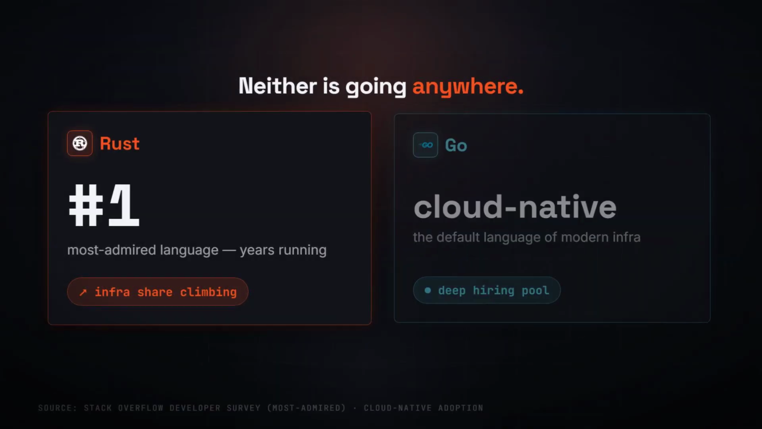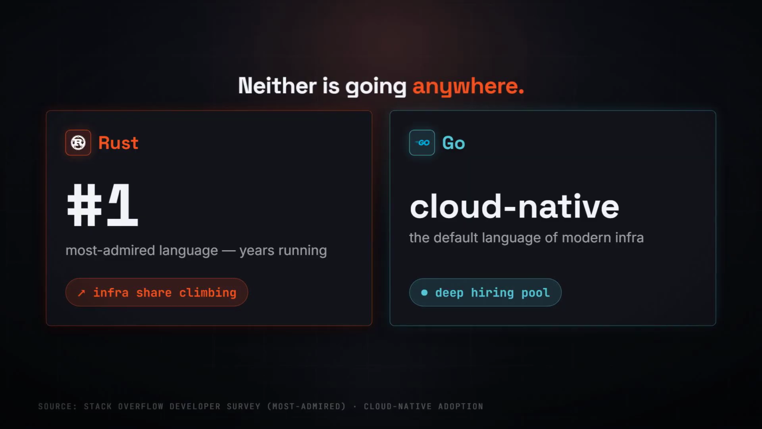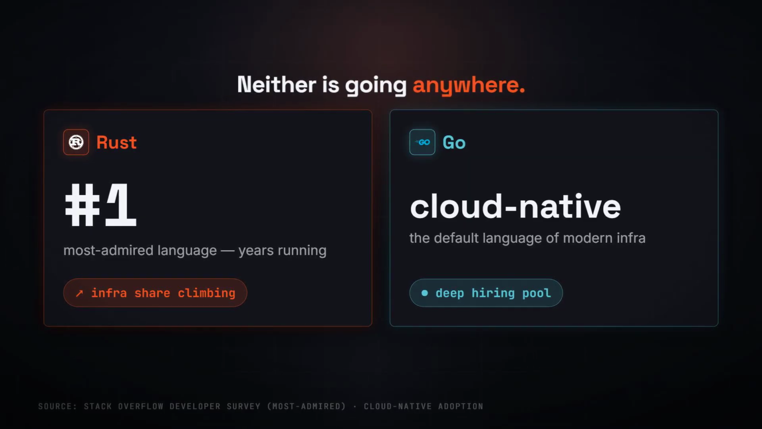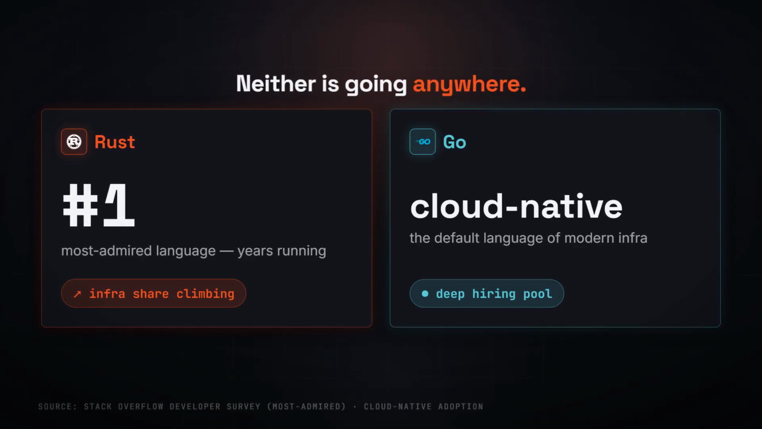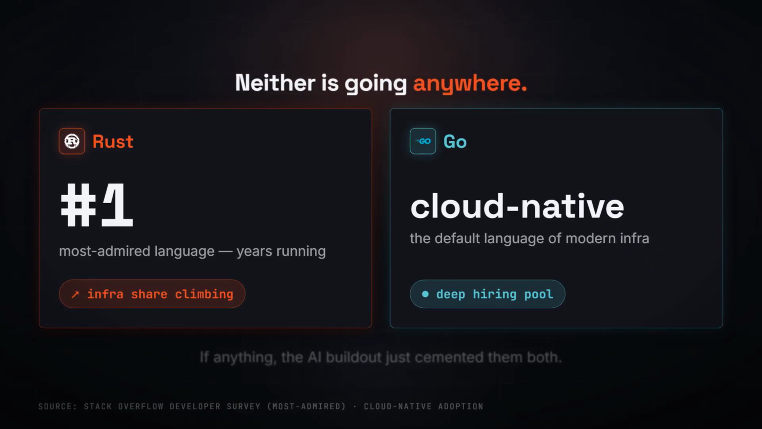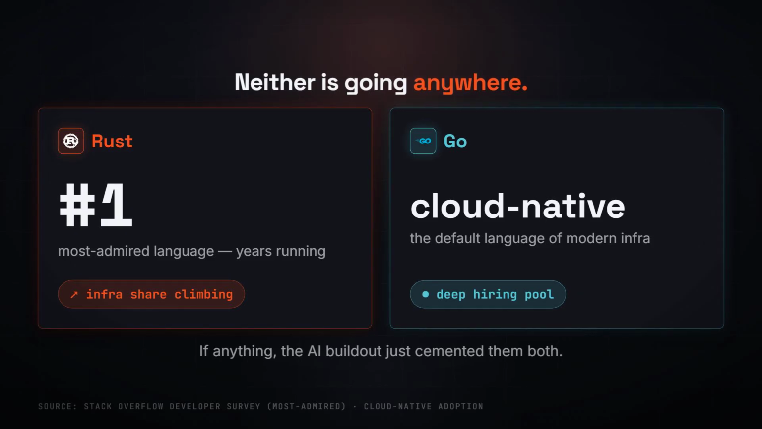Where do they stand today? Go is everywhere cloud native, the default language of modern infrastructure, with a deep hiring pool. Rust has topped the most admired language list for years running, and its share of serious infrastructure keeps climbing. Neither is going anywhere. If anything, the AI build-out just cemented them both.